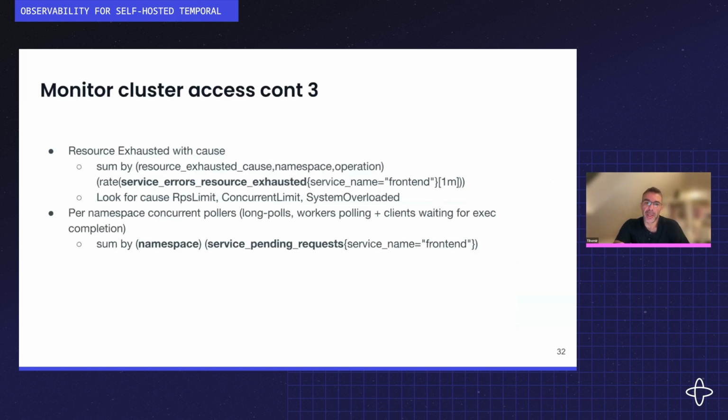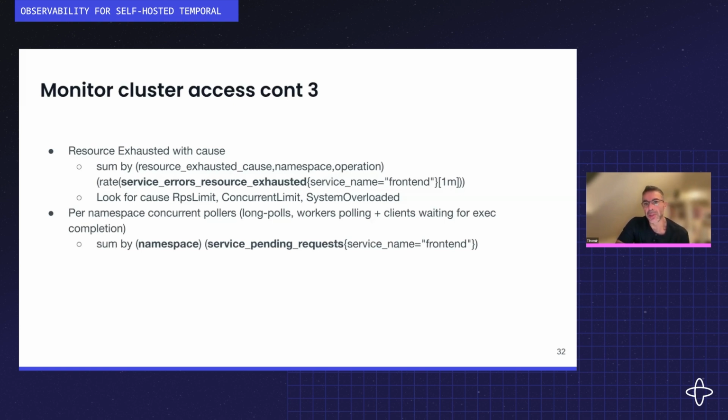Of course, just like with anything else, as we're monitoring our systems, we need to understand resource exhausted errors. So we have, again, the service errors resource exhausted metric. Look for resource exhausted cause that is RPS limit or concurrent limit. RPS limit is going to give us, depending on the limits that we set in our dynamic config, as we previously mentioned, and this can be filtered by namespace as well. So you can see which namespace is actually hitting their RPS limits, which namespace is hitting their concurrent poller limits.